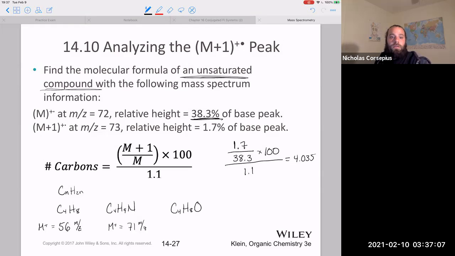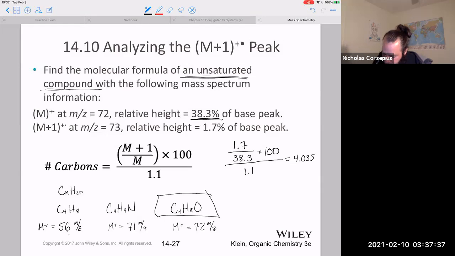C4H8O. And indeed, we will find that this molecular ion has a mass of 72, or an M/Z of 72. Okay, so just from that information alone, we can conclude that the molecular formula for this compound is C4H8O. And there was a little bit of guess and check that we had to do, but that's the procedure.